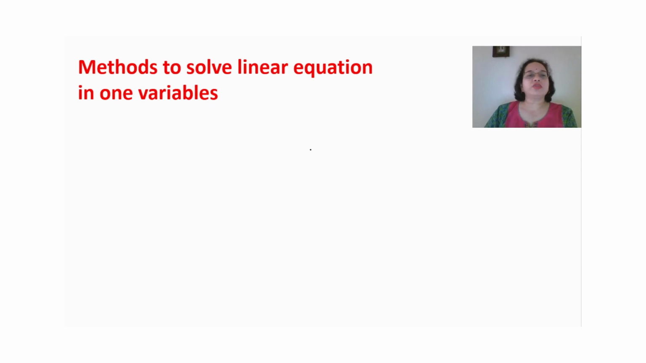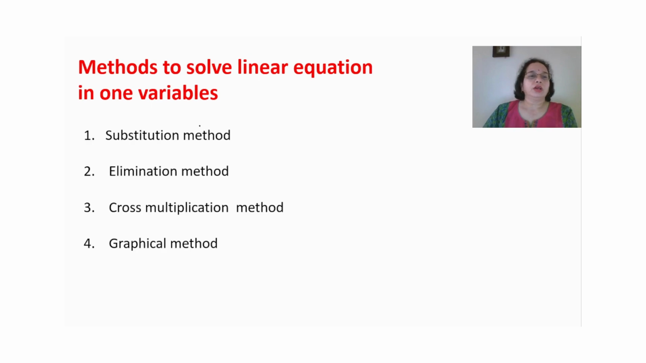So methods of solving linear equation in two variables. This is not one, actually this should be two variables. So please check this. The first one is the substitution method, then the elimination method, cross multiplication method and graphical method. This we will study in grade 10.